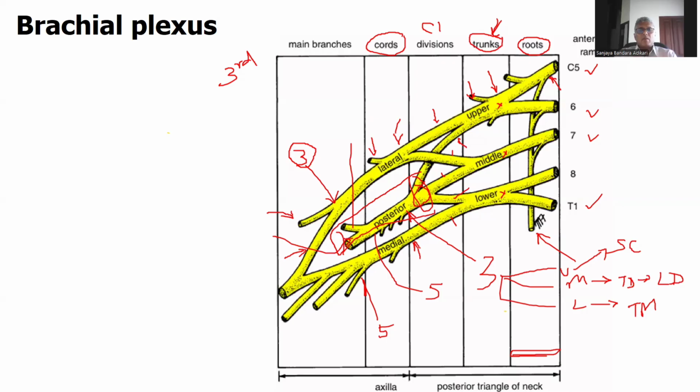When it comes to the medial cord, the first branch is the medial pectoral nerve going into the pectoralis minor and major muscles. Then you have two named cutaneous nerves: medial cutaneous nerve of the arm and medial cutaneous nerve of the forearm. So that makes it three branches. Then you have the medial root of median nerve, four branches, and it continues as the ulnar nerve. That is the fifth one. So it's easy to remember: 3, 5, 5.